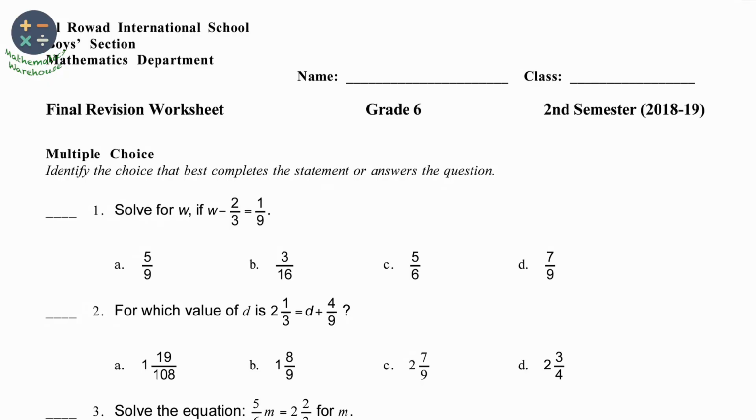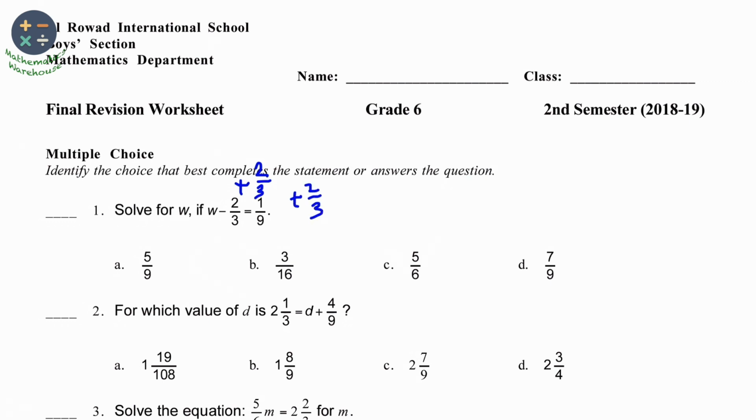Let us start. First question. Solve for W if W minus 2 over 3 equals 1 over 9. As we know, we have inverse operations. Addition is the inverse operation of subtraction, and subtraction is the inverse operation of addition. So here we have subtraction. We have to add 2/3 to both sides.